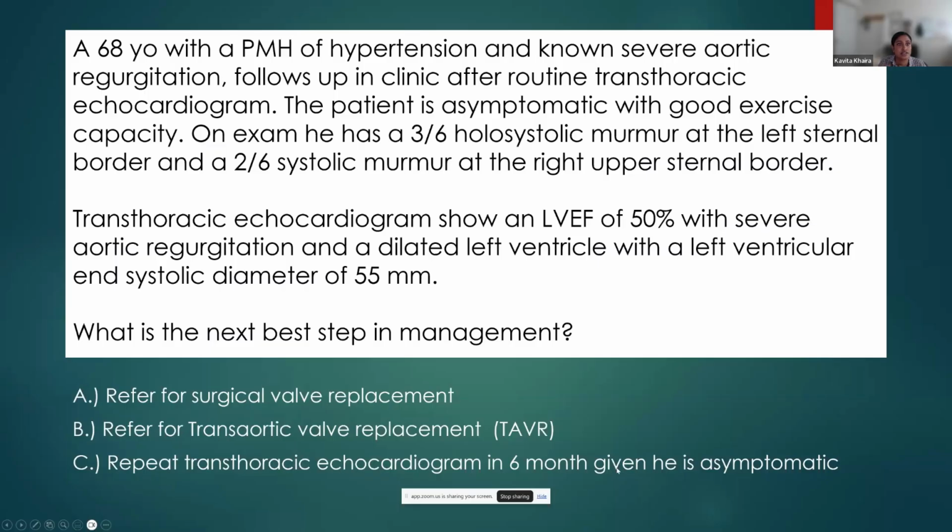And I do apologize on this question, the first murmur should be a holodiastolic murmur. I apologize about that.